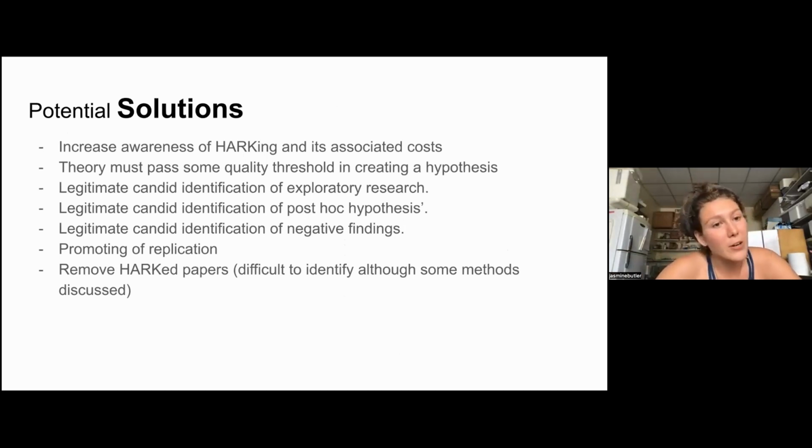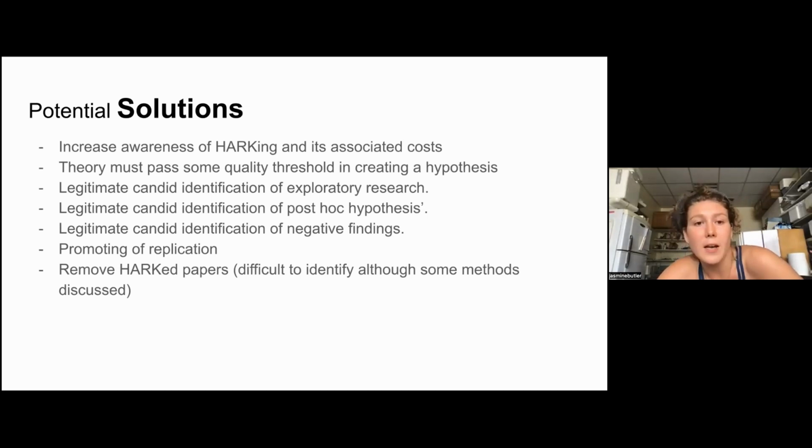So jumping back up to the first point, if we increase awareness of HARKing and its associated costs, it means that scientists can maybe start to be more aware of their own practices and what they're doing, and also the way in which they're teaching students and working with professors. It just becomes something that's discussed and dealt with. The second part that he raises is that theory must pass some sort of a quality threshold. I think that's a lovely concept. He doesn't actually explain how he would do this, though, and I can imagine it would be quite a difficult thing to do. But yeah, in an ideal world, sure.